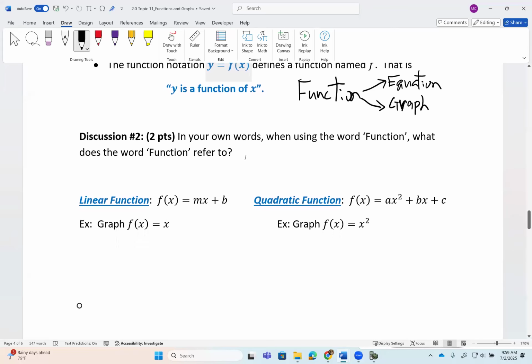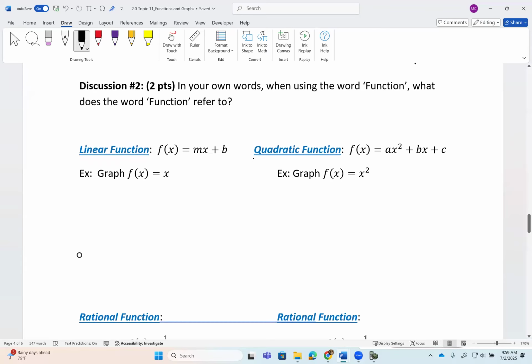So, your linear function. We don't say y equals, we say f of x equals, function of x. The standard form for a linear function is f of x equals mx plus b, which is the same thing as the slope-intercept form. A basic graph for a linear function is basically a straight line.